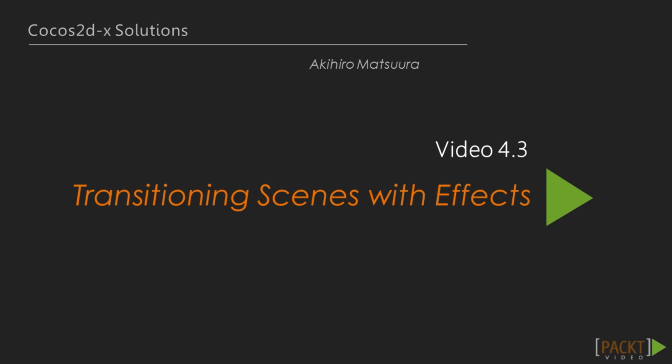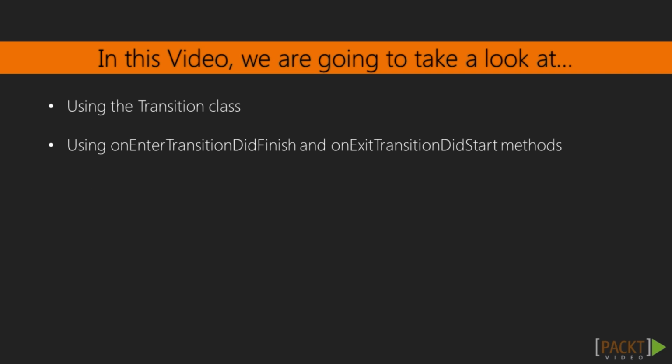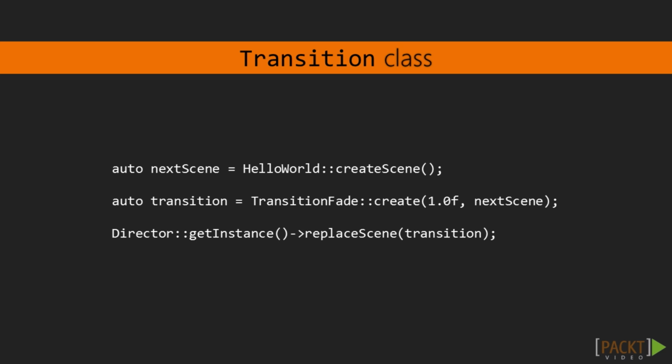Previously, we saw how to add transitions between scenes. In this video, we'll add effects while transitioning. We'll discuss how to use transition class and see how to use two particular methods, OnEnter transition did finish and OnExit transition did start. If we display effects when transitioning between scenes, it helps us add an exciting feature to our games. These effects can be natural, dramatic, and so on.